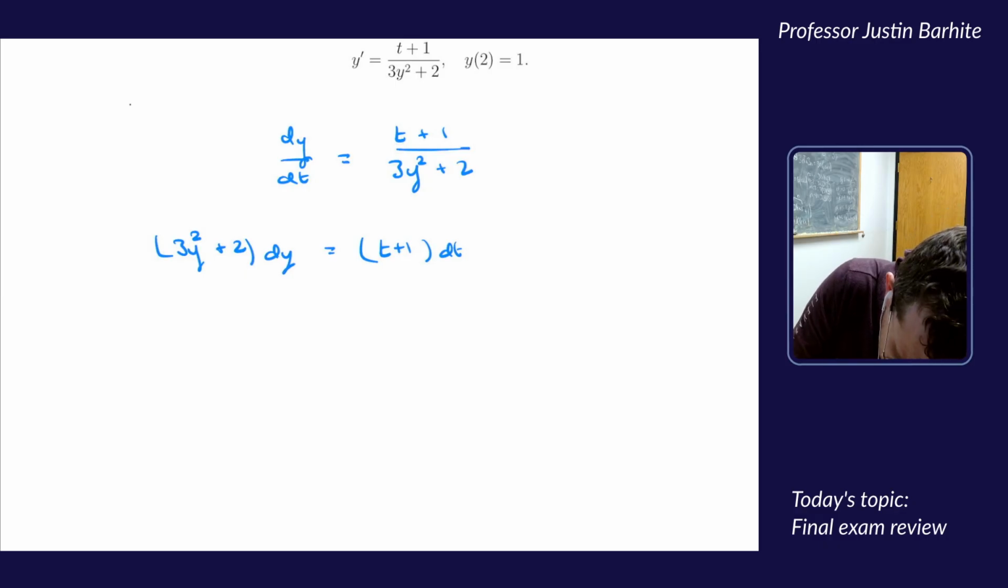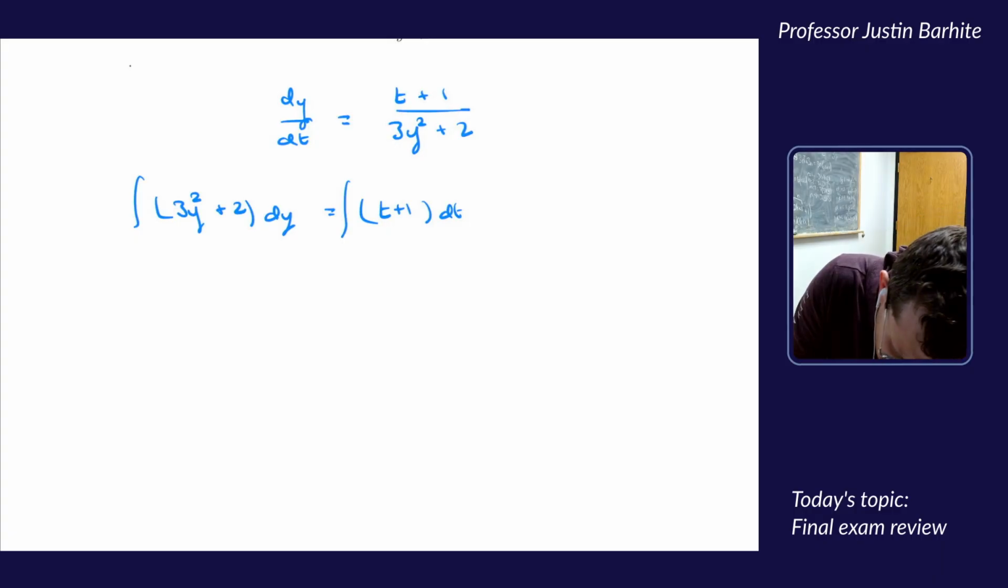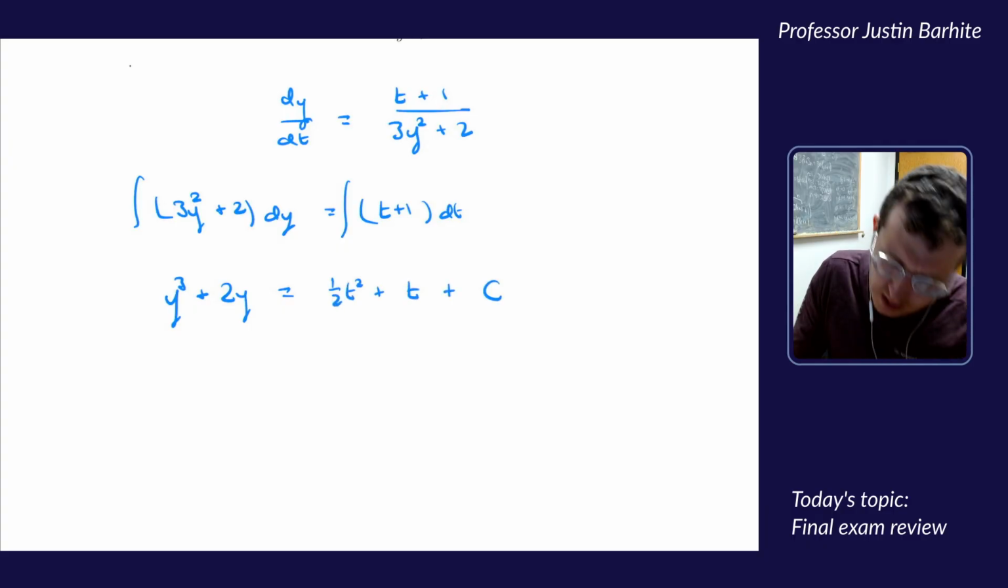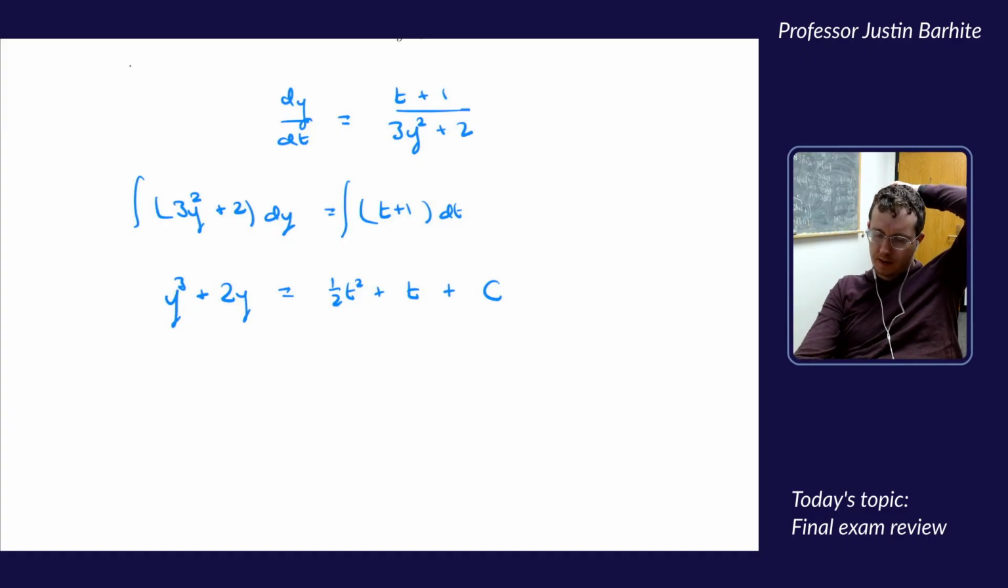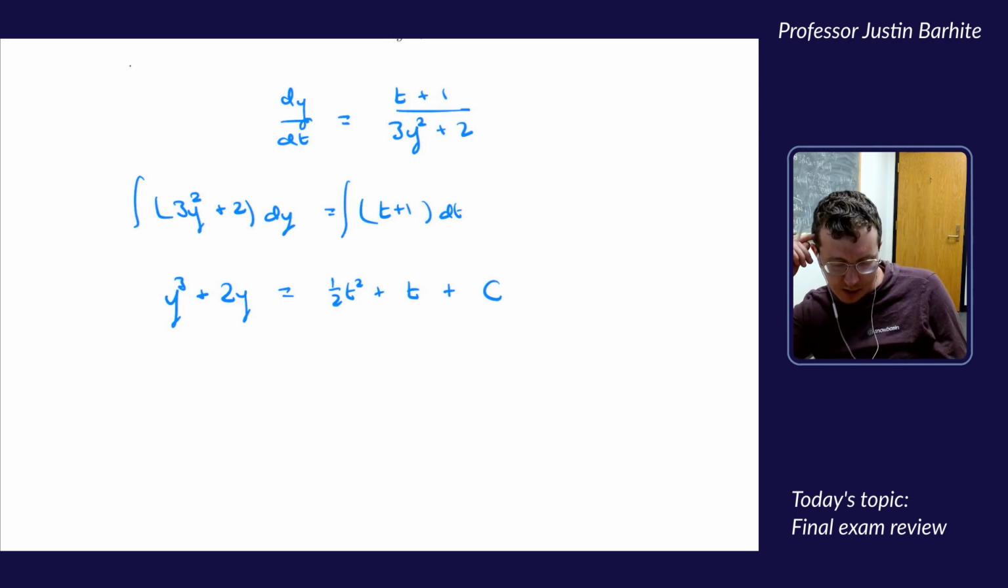And then I'm going to integrate both sides. So we'll get y cubed plus 2y equals 1/2 t squared plus t. I've got to throw on a constant. I don't need to put a constant on both sides because I could just subtract over and end up with a single constant on one side of the equation.